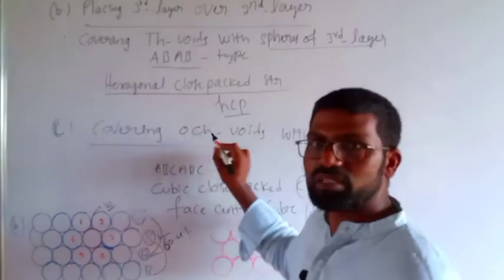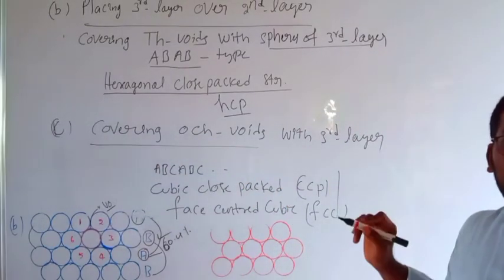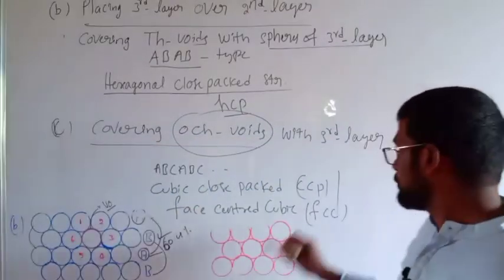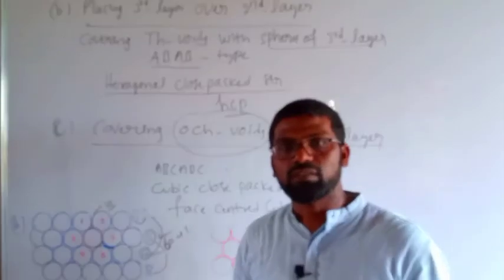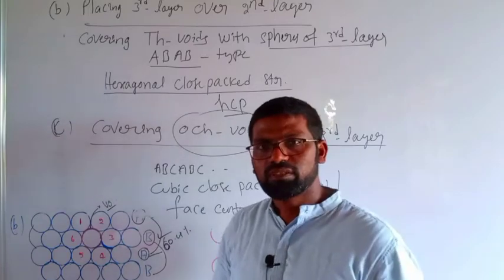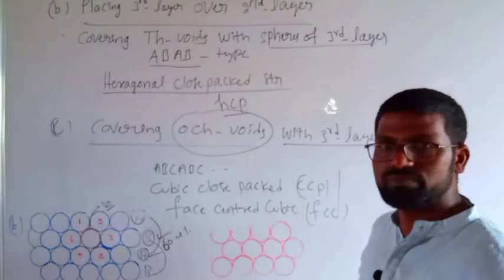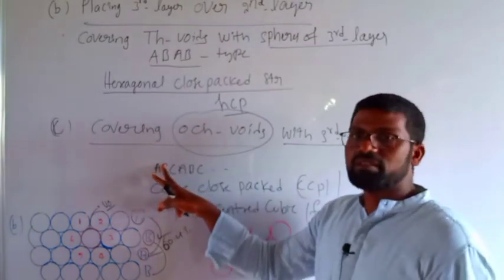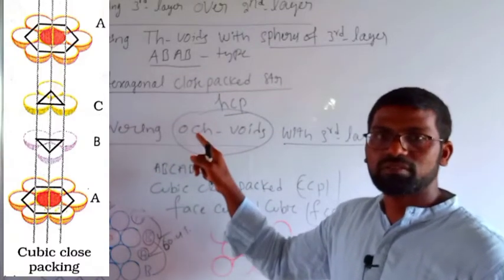Now covering octahedral voids of the second layer with the spheres of the third layer. When the octahedral voids of the second layer are covered with the spheres of the third layer, then the arrangement will be different, as shown in the figure. Just observe that figure. Here first layer is different, second layer is different, third layer is different.